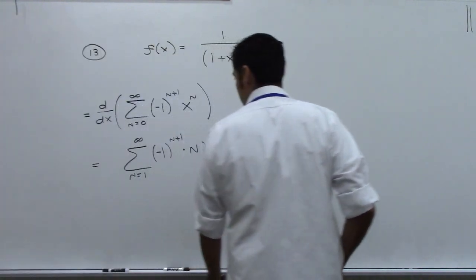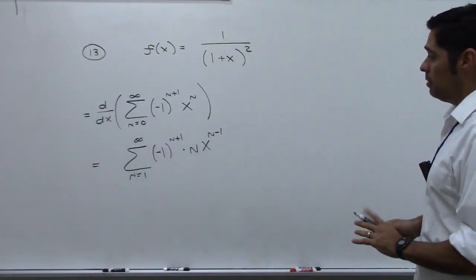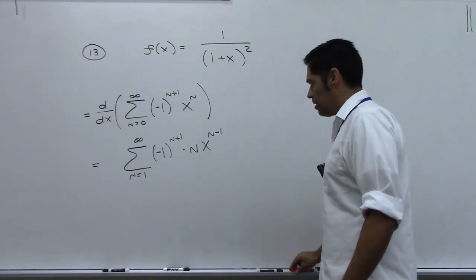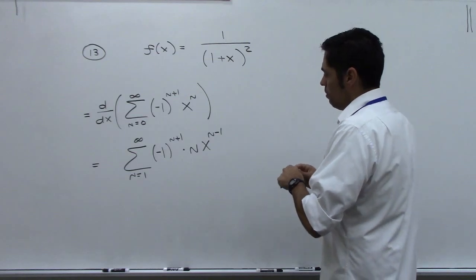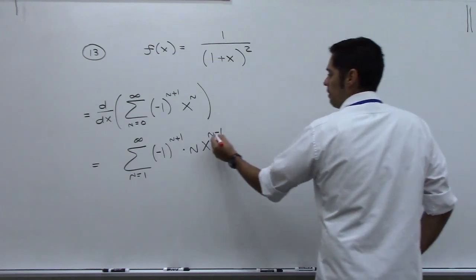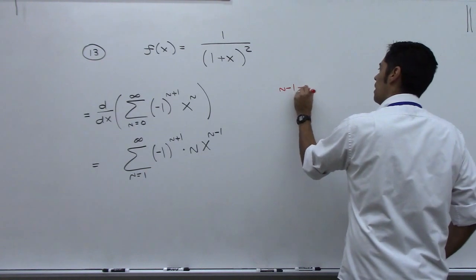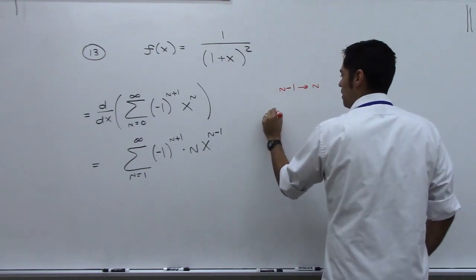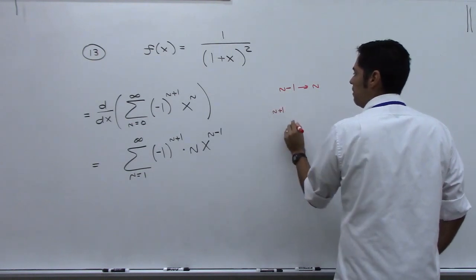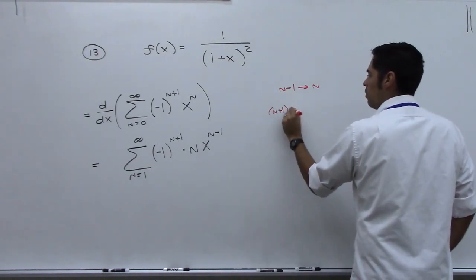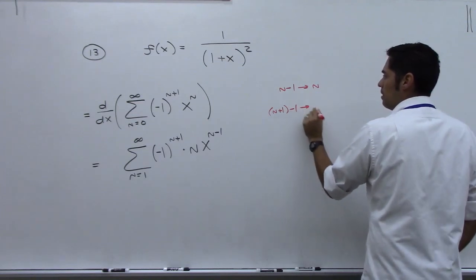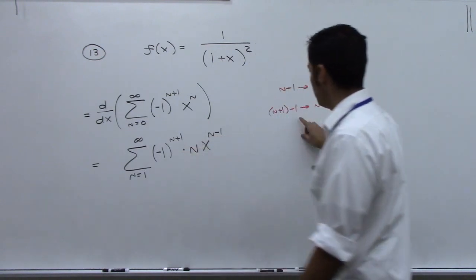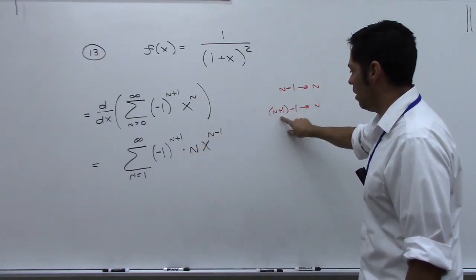Well, there's a couple of ways. What I'm going to do now is try to get this to be an x to the n instead of x to the n minus 1. So what I want is for my n minus 1 to turn into just an n. So I'm going to replace n with n plus 1. If I replace that n with n plus 1 minus 1, then this will turn into n. So everywhere in the problem, I'm going to replace n with n plus 1.